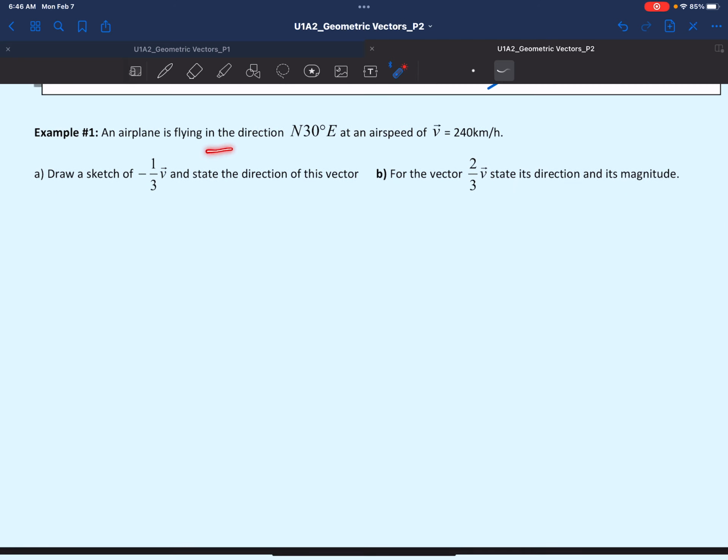An airplane is flying in the direction north 30 east at an airspeed of 240 kilometers an hour. Now we have to draw a sketch of negative 1/3 v and state the direction of the vector. So first I have to decide on the vector, 240 kilometers an hour. So I'm going to start off with drawing the compass.